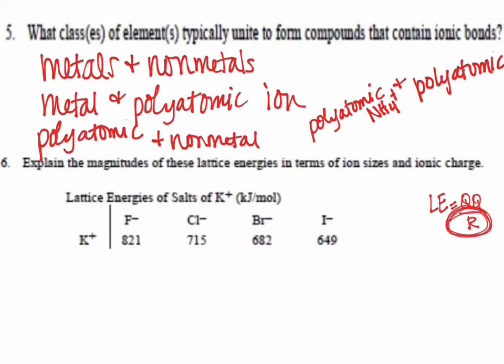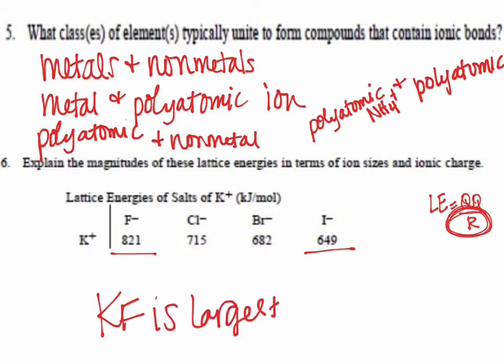So explain to me why KF has a higher lattice energy than KI. Smaller radius. So KF is largest because the radius is the smallest.